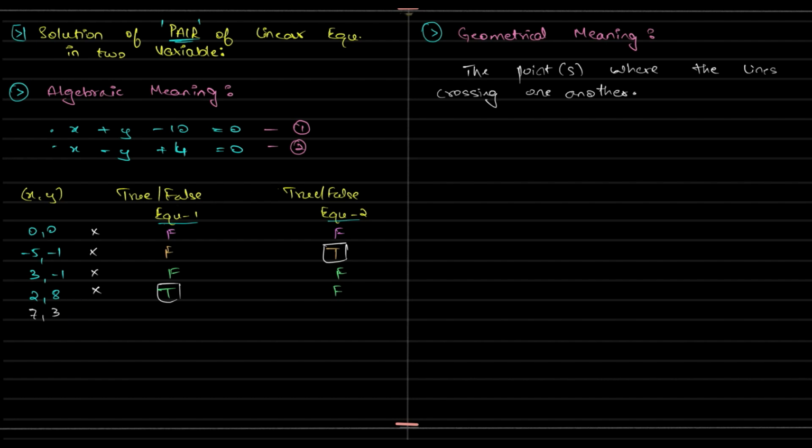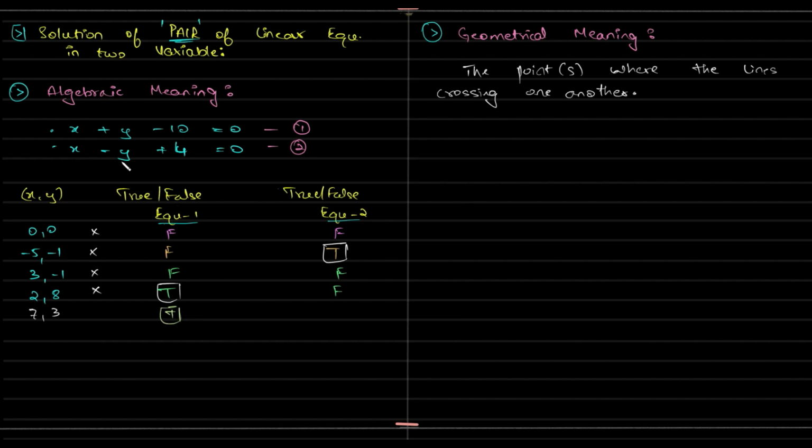Well, does it make sense algebraically? Okay, I should not be putting x over there. I should be solving it. So let's substitute the value. 7 plus 3 is 10. 10 minus 10 is 0. So in this case, we got a true statement.